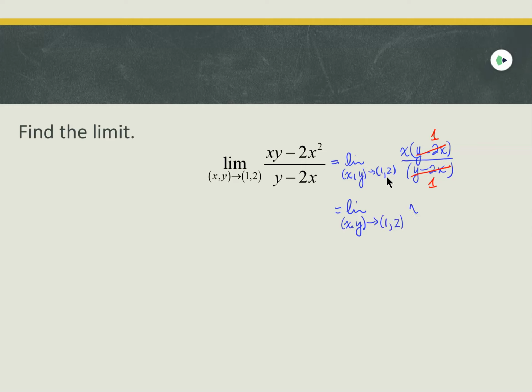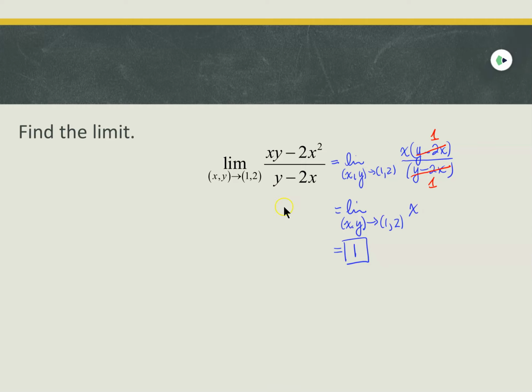So having done that, we have the limit as x and y approach the point 1, 2, and all we're left with is x. Well, if we're along any path and the points along that path are approaching the coordinate pair 1, 2, then this function x is simply going to approach the value of 1.